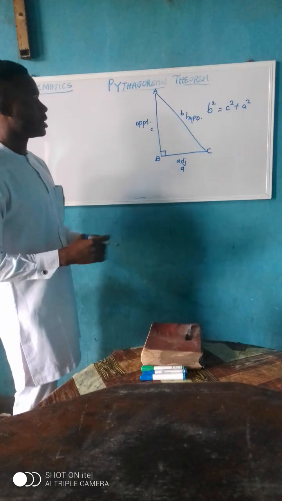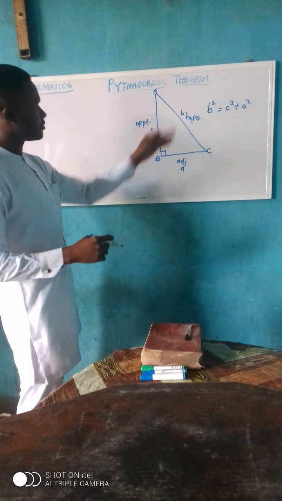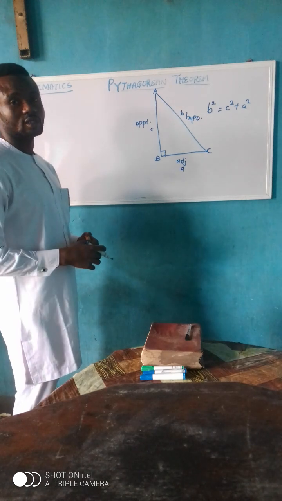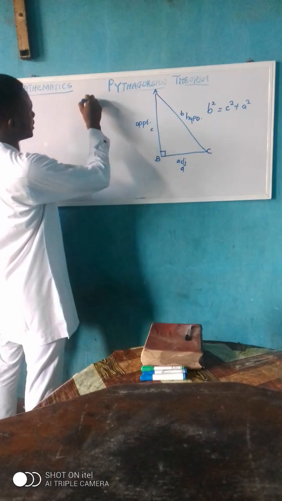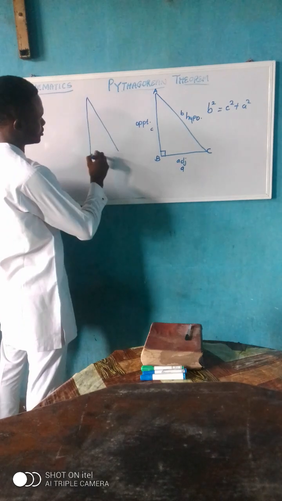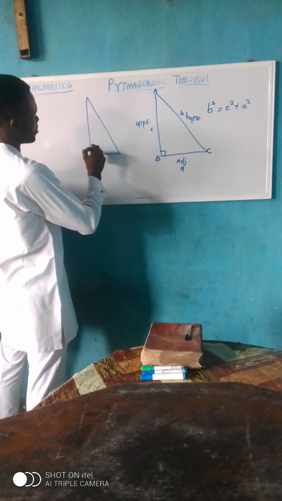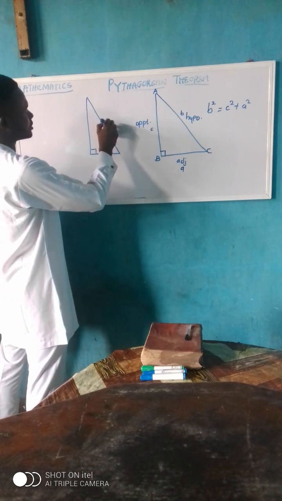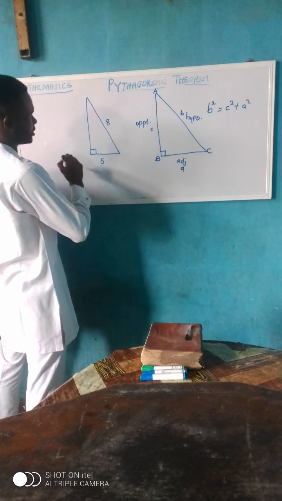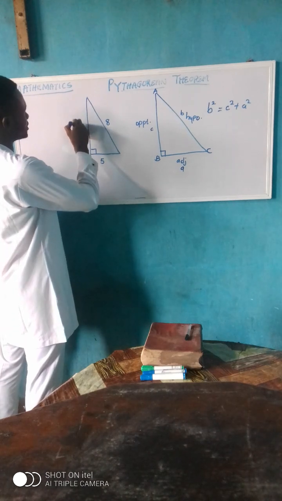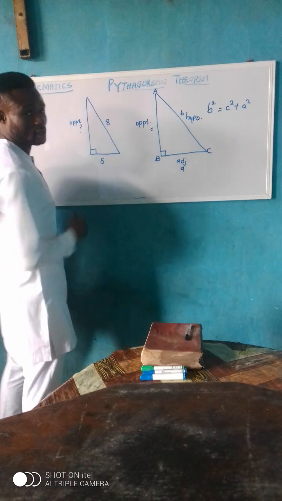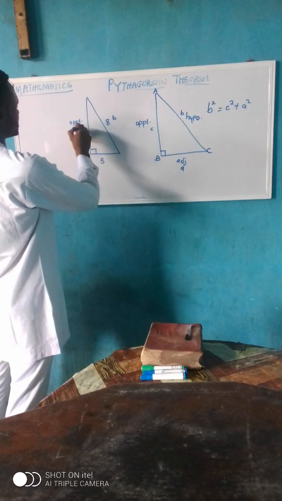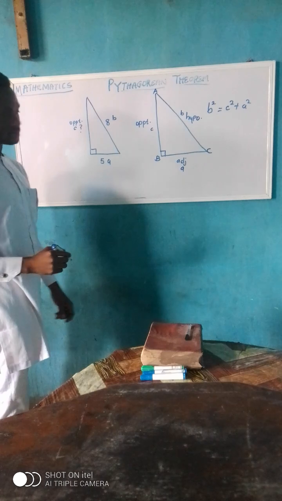Right. So let's add some numbers to these values and see how this theorem can give us our needed values. Let's assume this is another right angle triangle, and here is labeled 8. Here is labeled 5. Here is the unknown, which is the opposite. So we are asked to find c, which is unknown. Remember, here is B, here is C, and here is A.